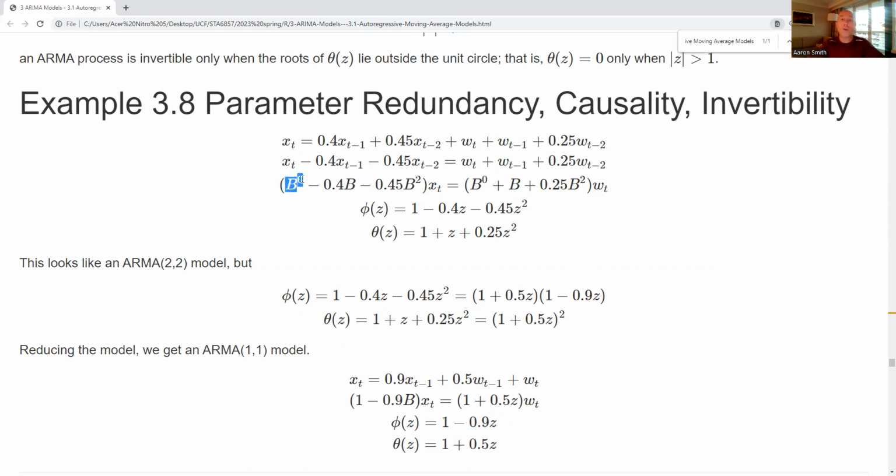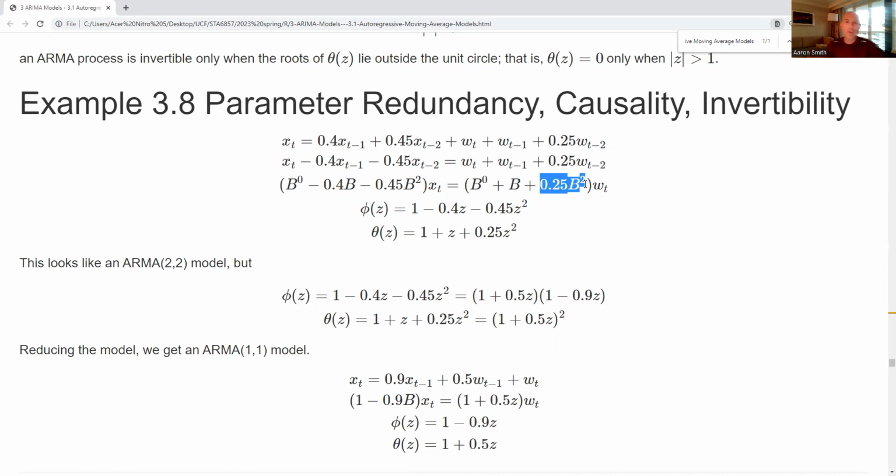Now, the authors of the textbook put this term as a 1, which is consistent with abstract algebra. I'm putting B to the power of 0 to emphasize that this is an operator, not a number. All right, now I look at these two, and I see that I've got a coefficient of 1, a coefficient of negative 0.4, a coefficient of negative 0.45, a coefficient of 1, a coefficient of 1, and a coefficient of 1/4. Okay, things are looking good. But just to make sure, I'm going to go ahead and do some college algebra.